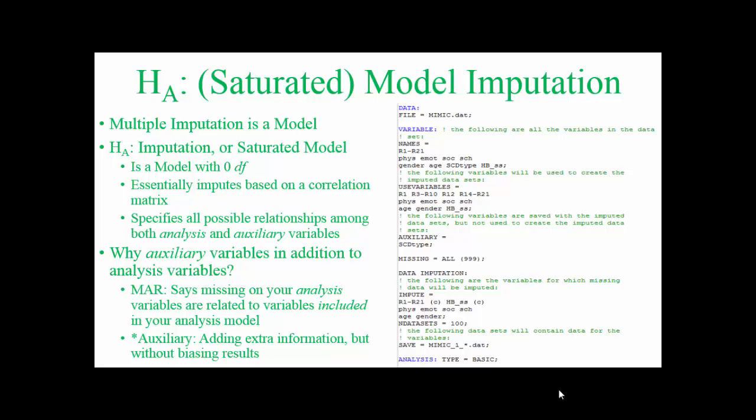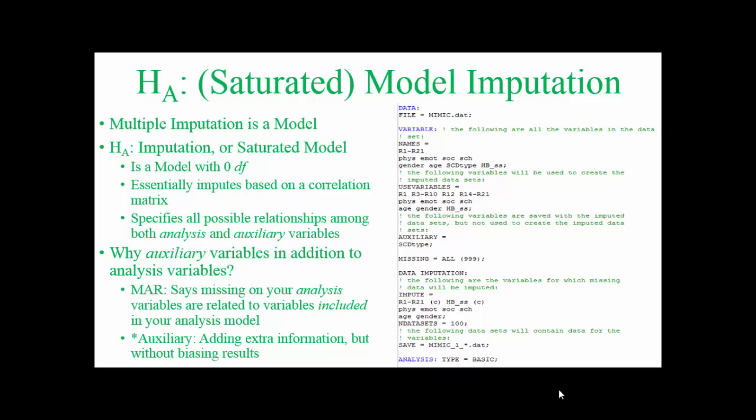And put a star by this statement right here, analysis type equals basic. That is critically important, even though type equals basic seems kind of counterintuitive. Why would that be important? The answer is that's what enables missing data to be imputed based on all possible relationships between the R's, the Peds QL, and the demographics.